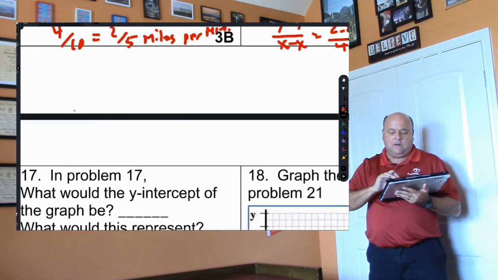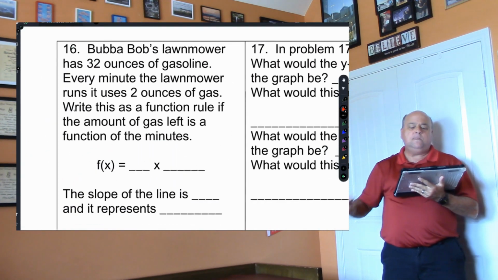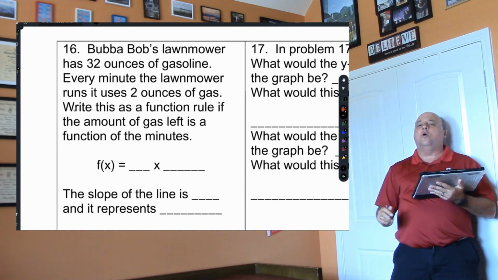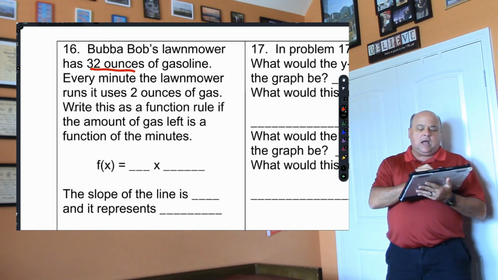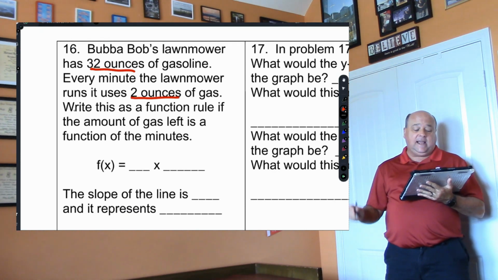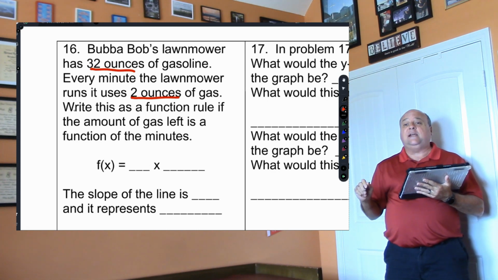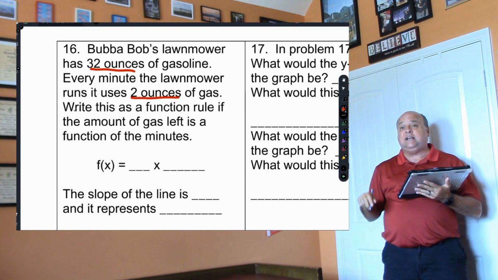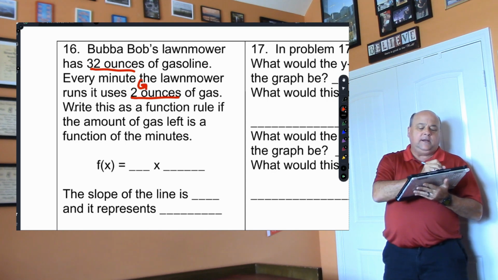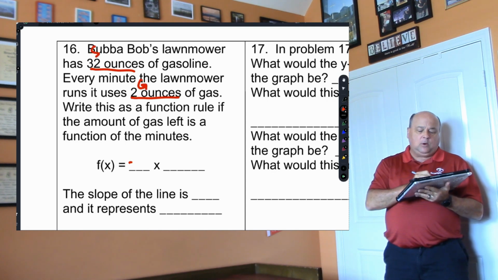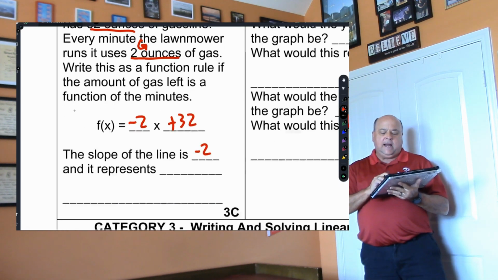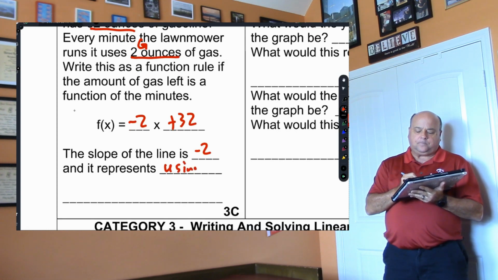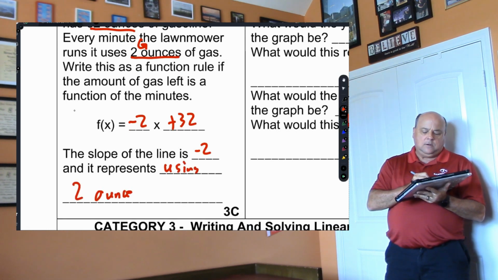Turn the page! So we're going to turn the page and keep going on. We're going to talk about Bubba Bob's lawnmower. It has 32 ounces of gas. Every minute the lawnmower uses 2 ounces. This is burning a lot of gas. So what's happening to the gasoline? He's not adding it, he's using the gasoline, right? This right here would be our growing number. This would be our starting number. We would have negative 2x plus 32. The slope is negative 2, and it represents that he's using 2 ounces of gas per minute.